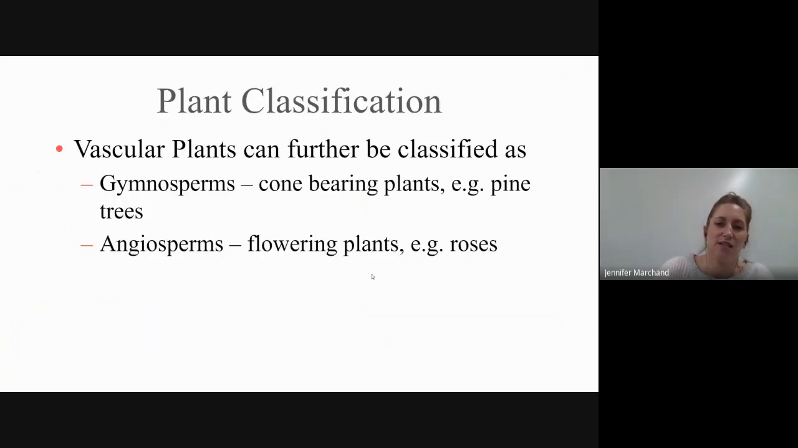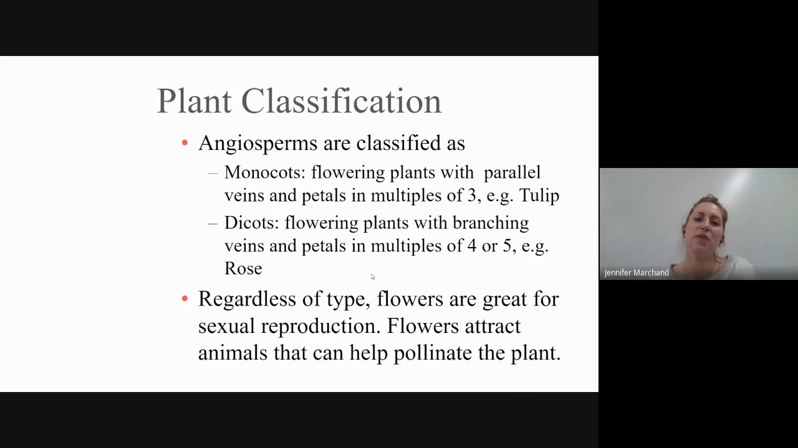The vascular plants can be further classified as gymnosperms, cone-bearing plants, that's the pine tree, and then angiosperms, the flowering plants. The angiosperms are classified into the monocots, which are flowering plants with parallel veins and petals in multiples of three, something like a tulip. And then you have the dicots, which have multiple petals, something like a rose.